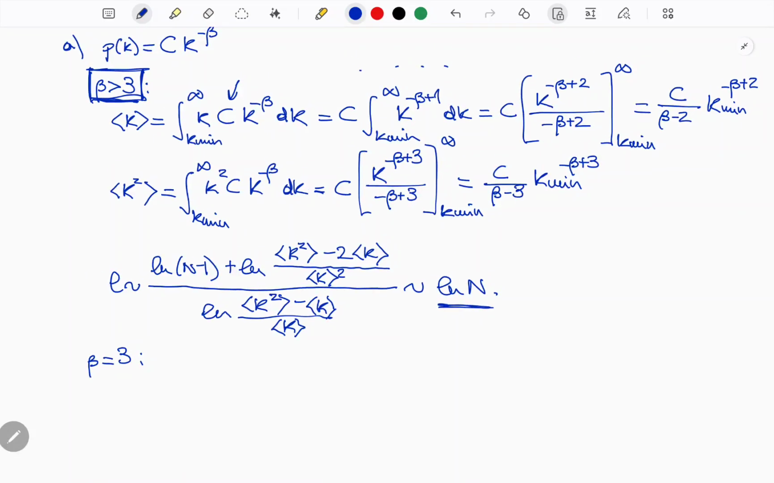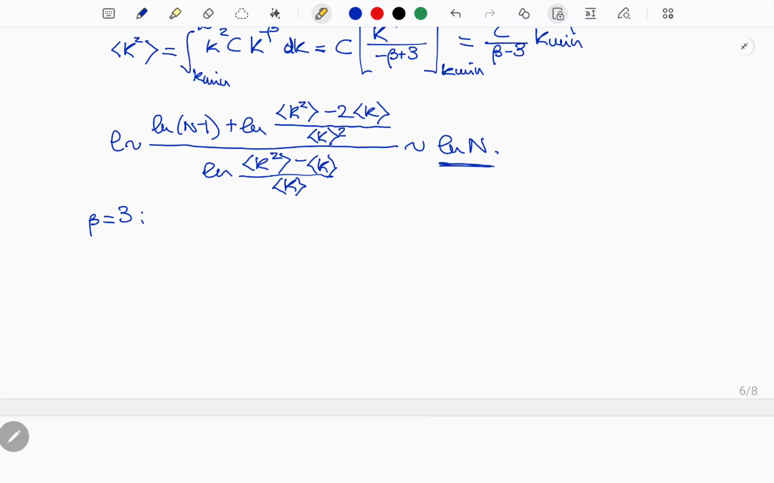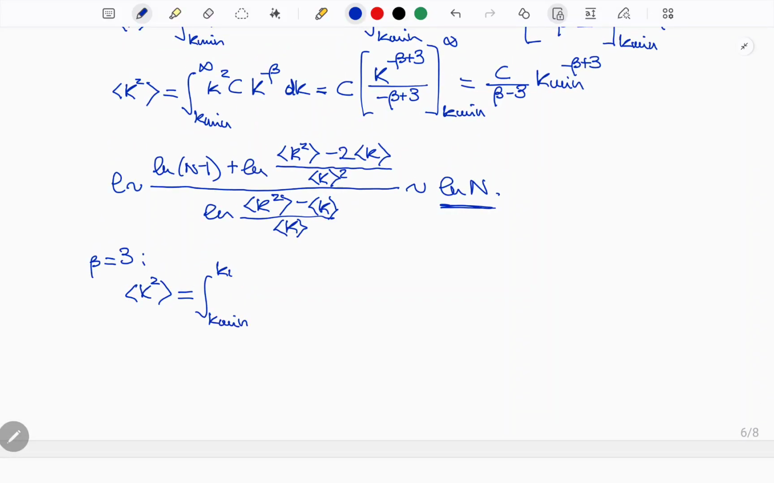In this case, the first part for this average is going to be exactly the same, but for the second part we have k to the minus 3 times k squared, so we are going to have a k to the minus 1. So the integral is going to be a logarithm. Now the average of k squared is going to be the integral from k min, and since it is a logarithm, it's going to diverge. So I have to use the k max approximation.